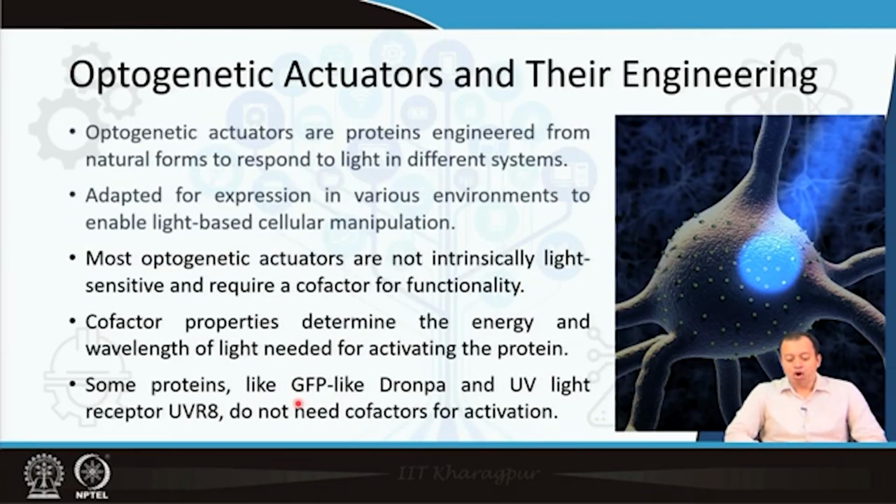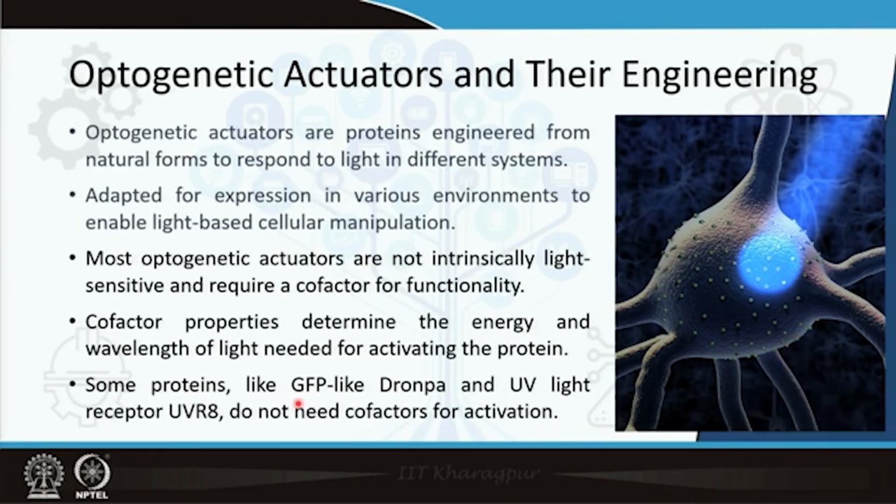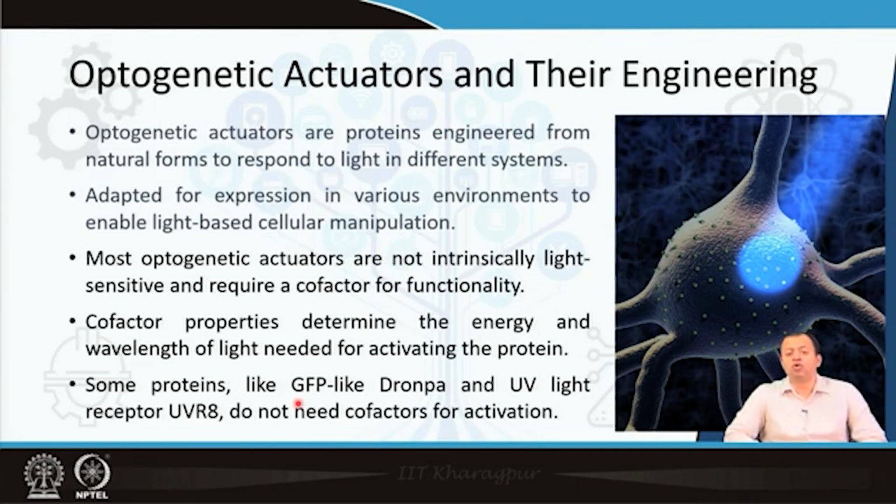So, what exactly are optogenetic actuators and their engineering? Optogenetic actuators are basically proteins engineered from natural form to respond to light in different systems. I told you there are several jellyfishes, which show bioluminescence. You must have seen it in Instagram reels and places that people go to some specific beaches, and at night because of the presence of jellyfish or some kind of planktons, basically called phytoplanktons, they glow. You must have seen it in different Instagram reels and social media posts, etc.